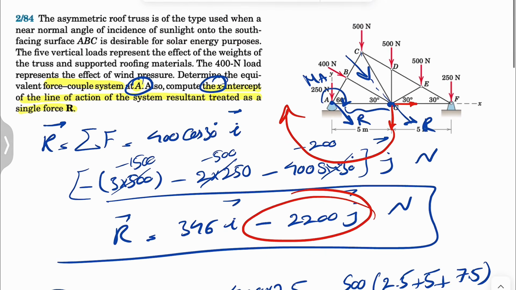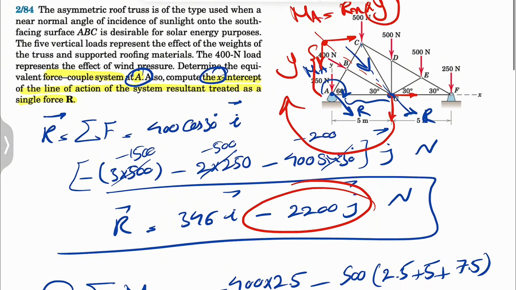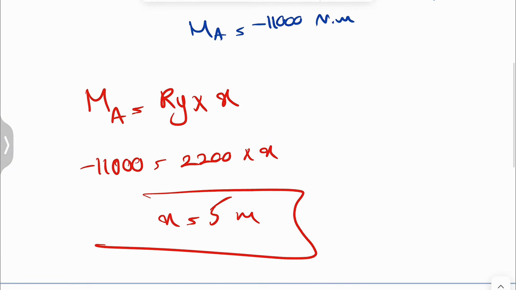The question is not asking us, but if we continue, this is going to cross the y-axis somewhere in here. That's how we can find the y-intercept too. Same idea, this time our MA would be Rx times y. But that's not what the question is asking. Just in case you are wondering how we find that, it's the same idea.